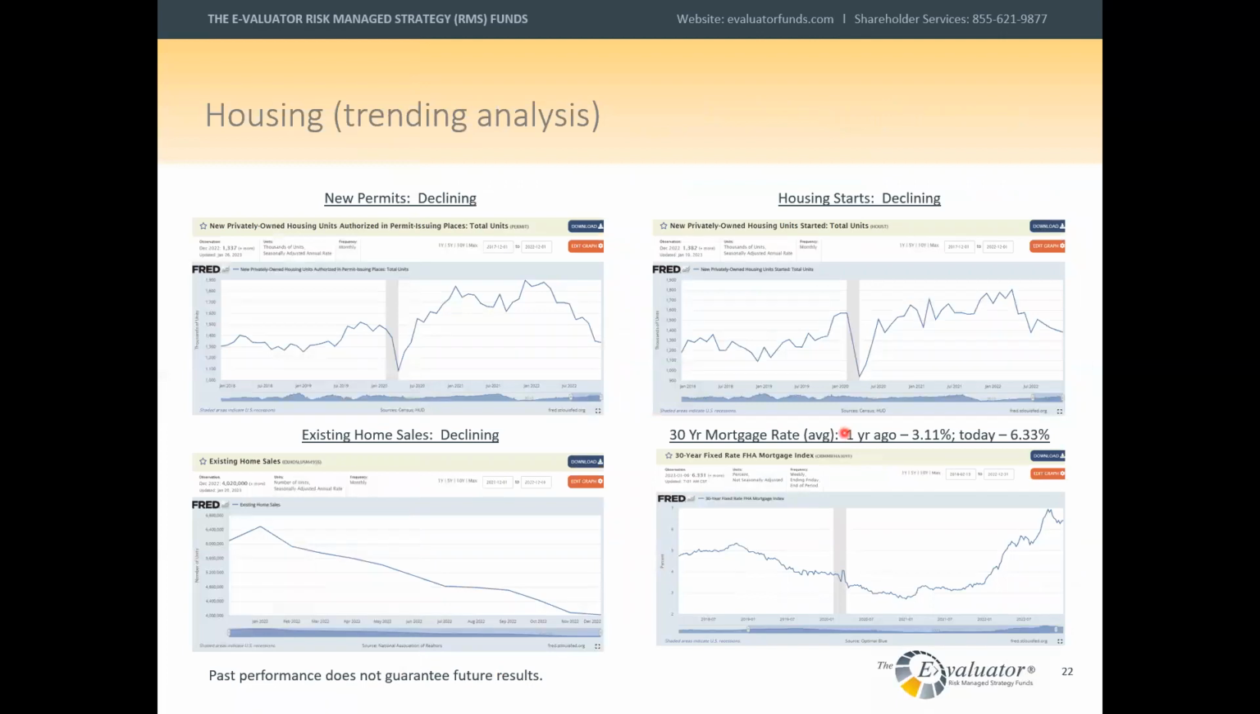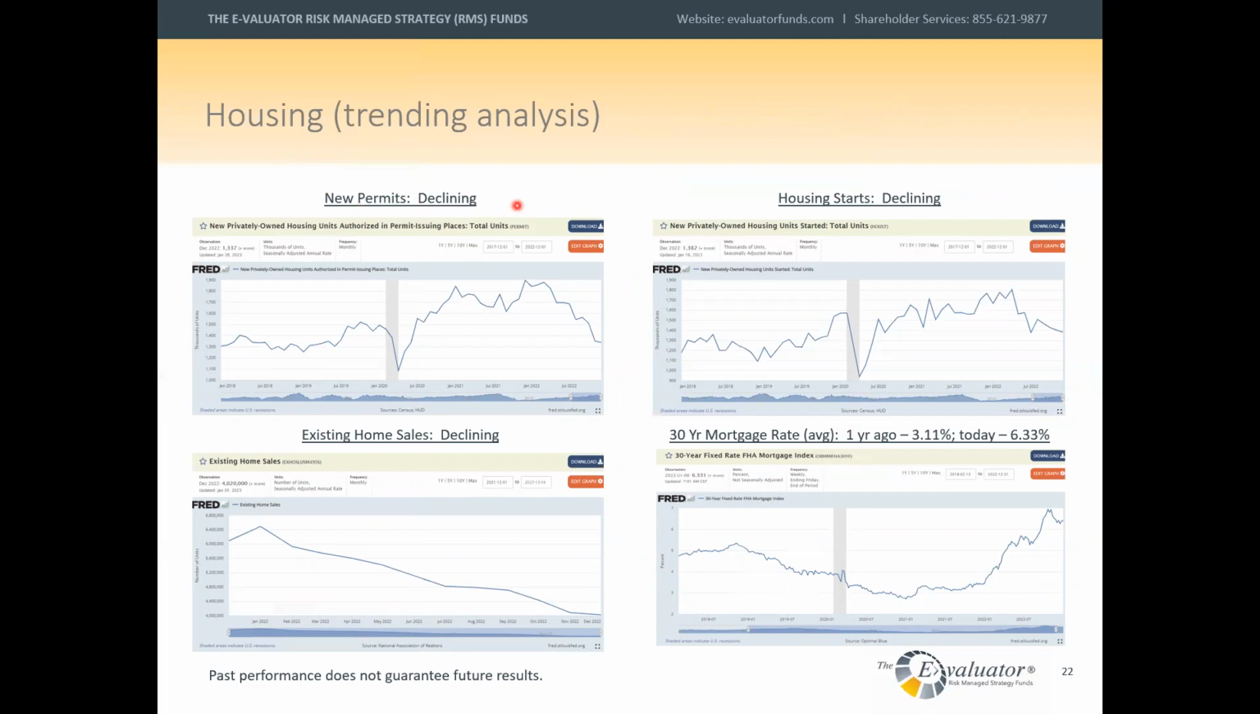Okay, now let's look at what we think might transpire, where we're at with certain key indicators, and how that will potentially impact the economy and the stock market. Housing is important because it makes up about 26% of our GDP. We can see new permits. When you build a house, you have to file a permit.